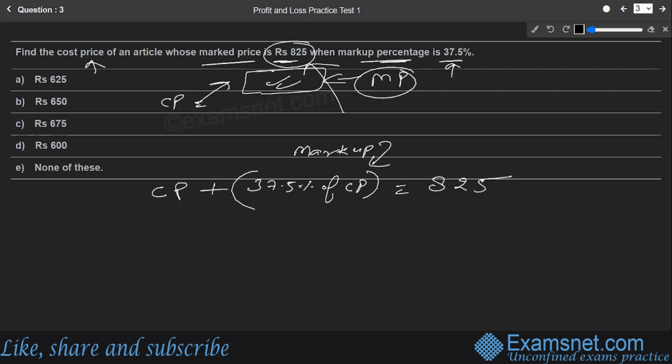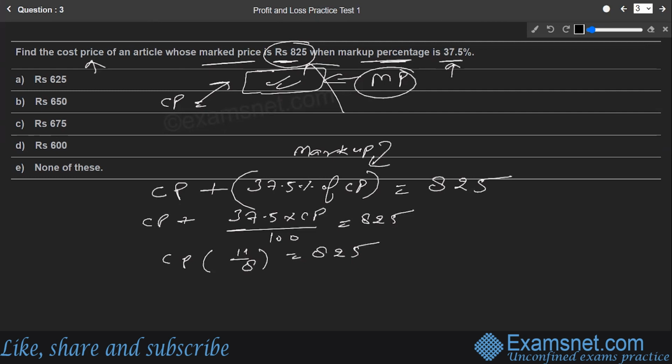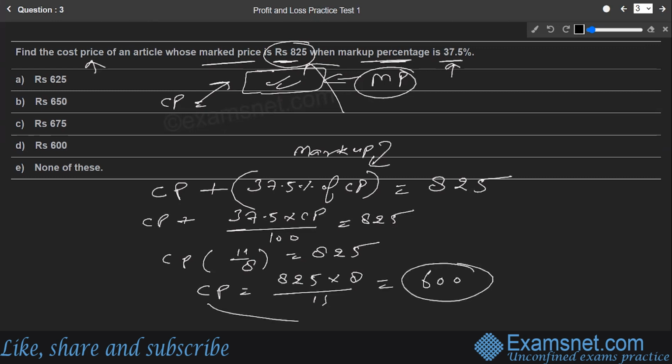We are supposed to find out the cost price, so we can solve this equation. So this is CP plus 37.5 into CP upon 100, giving you 825. We can take the CP part common. So this comes out to be CP into 11 by 8 is equal to 825. So there we can find out CP as 825 into 8 by 11, which gives us the value of 600. So the cost price is 600.